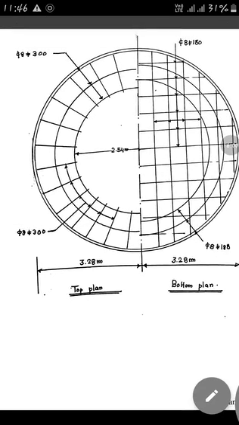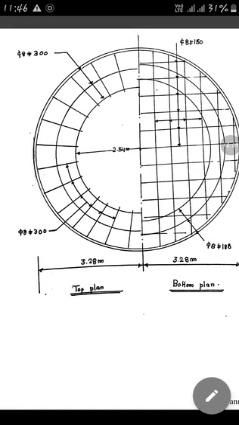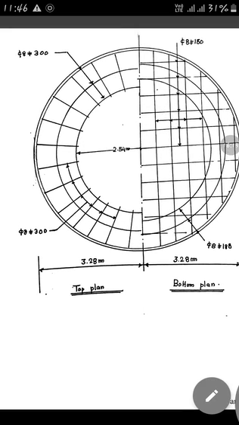A circular slab is 5 meter effective diameter, which is partially fixed at the edges. It is loaded with a UDL of 5 kN per meter square. fck is 20 Newton per mm square and fy is 415 Newton per mm square.